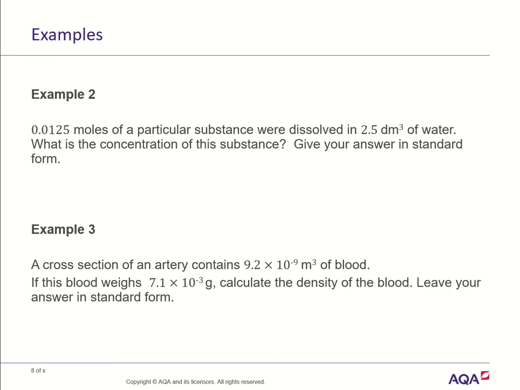Okay, so more of a chemistry example, and then a biology one there. So example 2: 0.125 moles of a particular substance were dissolved in 2.5 decimeters cubed of water. What is the concentration of this substance? Give your answer in standard form. So a bit of revision of what the units of concentration are and what concentration is. Example 3: a cross-section of an artery contains 9.2 times 10 to the minus 9 meters cubed of blood. If this blood weighs 7.1 times 10 to the minus 3 grams, calculate the density of the blood, leave your answer in standard form. Alright, so pause again, have another go, and we'll go through in a sec.